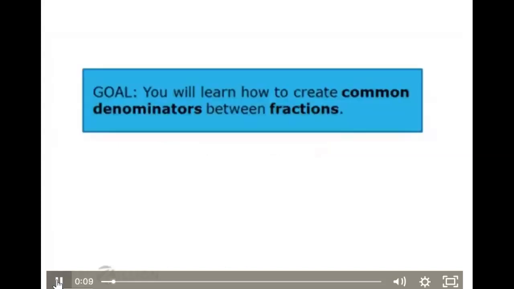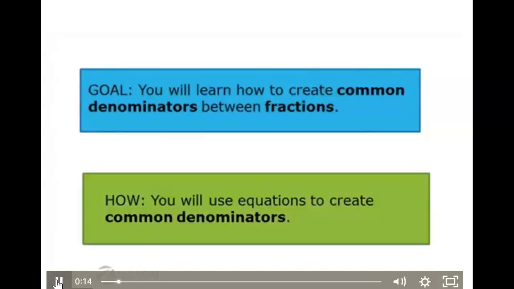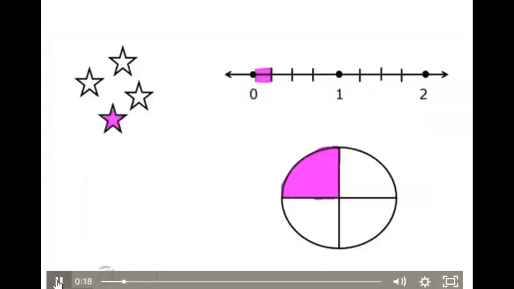Equivalent fractions, creating common denominators. In this lesson, you will learn how to create common denominators between fractions. How? You will use equations to create common denominators. You know that fractions can be shown as part of a whole, part of a set, or on a number line as a value between 0 and 1.